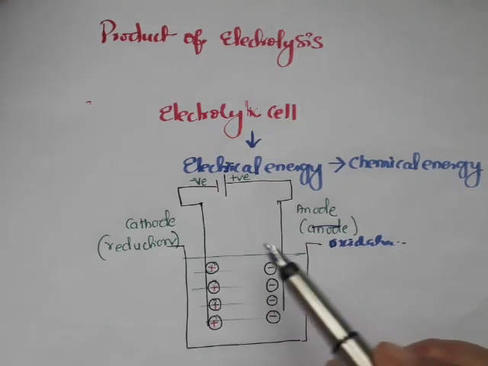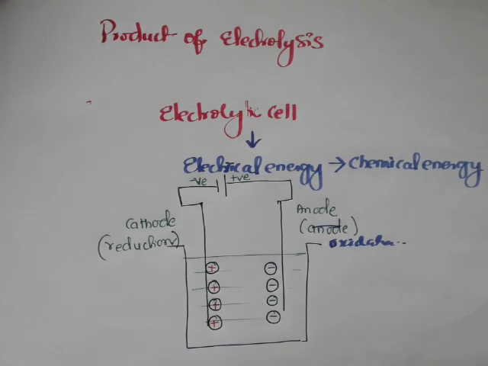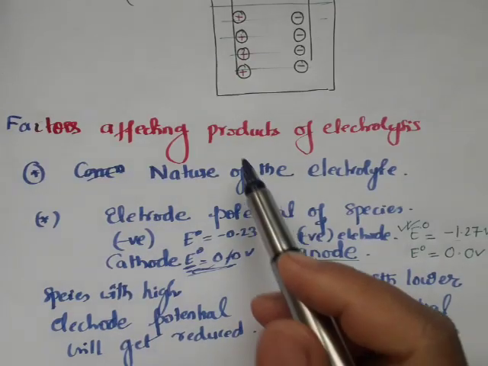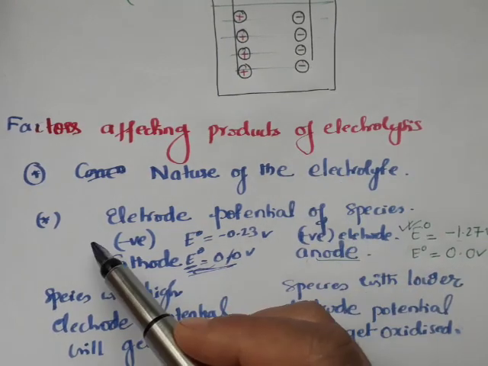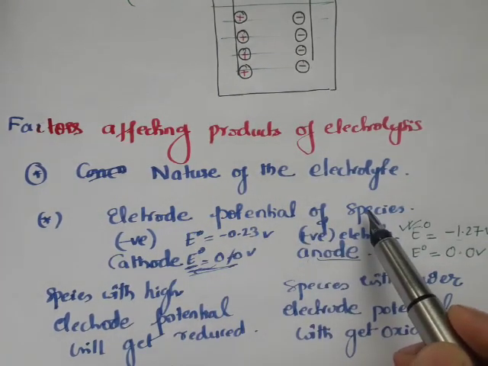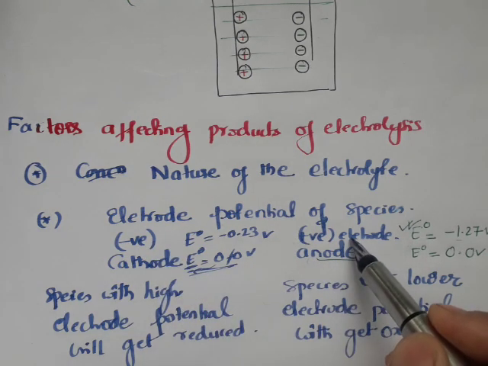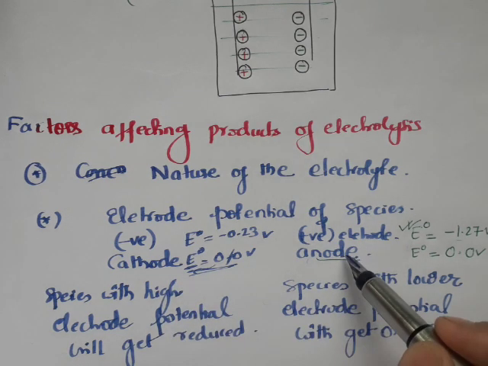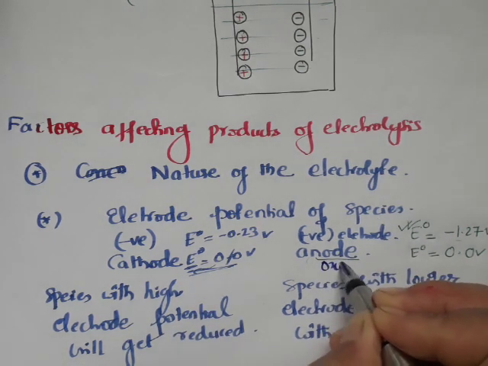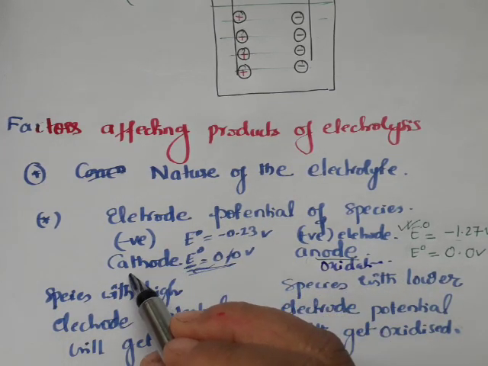Now let us discuss what the products of electrolysis are and what factors affect the process of electrolysis. Number one factor that affects the product of electrolysis is the nature of the electrolyte, the electrode potential of the species. Cathode means the negative electrode, anode is the positive electrode, right? At the cathode, reduction will take place, and at the anode, what will occur? Oxidation will take place. Now, the positive ions will migrate towards the cathode.